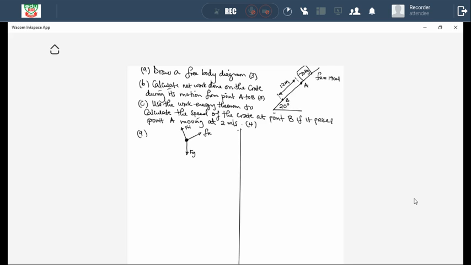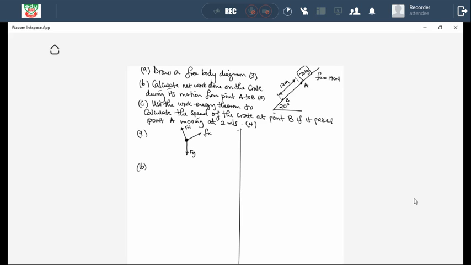Now, when they request you to draw a free body diagram, we don't put components. We draw the original forces acting on the object. We might need a second free body diagram where we resolve Fg into components when we do our calculation. So that is the free body diagram, and you get your 3 marks for that. Remember that friction always opposes motion. If the object is going down, then friction must be going up. Fn is always perpendicular to the surface, and Fg is always downward.